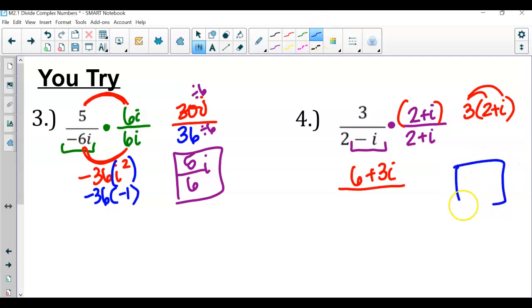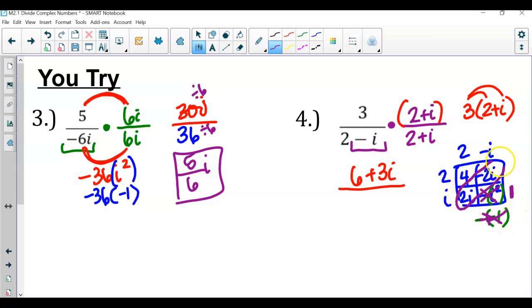Now we can focus on the denominator. Here we've got our box method. So I've got 2 and negative i, and 2, but now positive i. 2 times 2 is 4. 2 times negative i, negative 2i. 2 times i, 2i. Negative i times i, negative i squared. Now notice i squared is negative 1, but you have this negative here, like negative 1. Two negatives make a positive, so this ends up being positive 1.